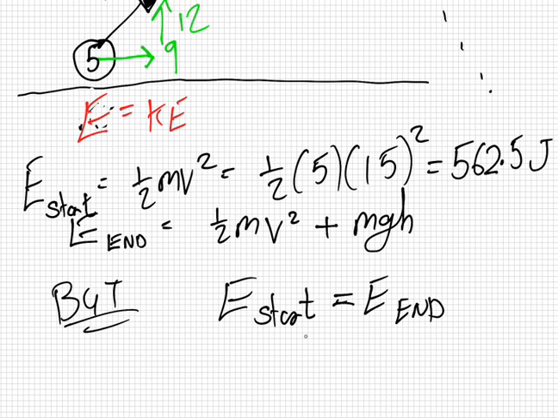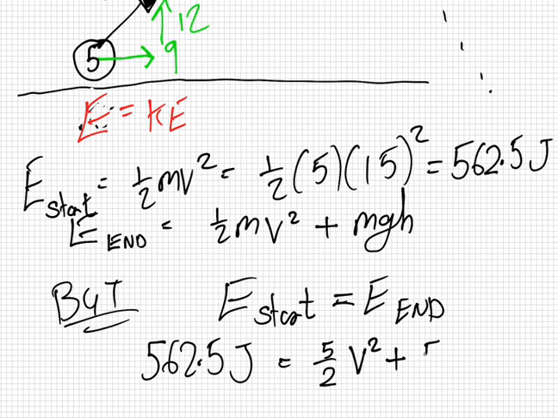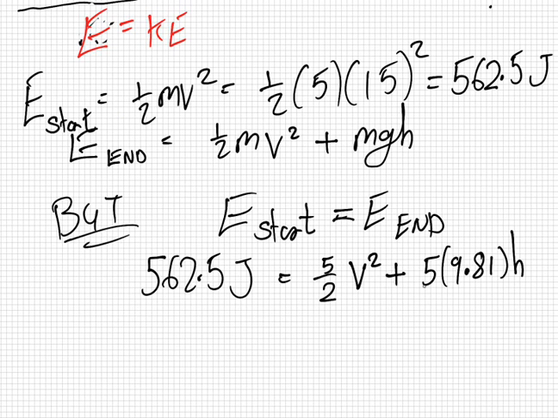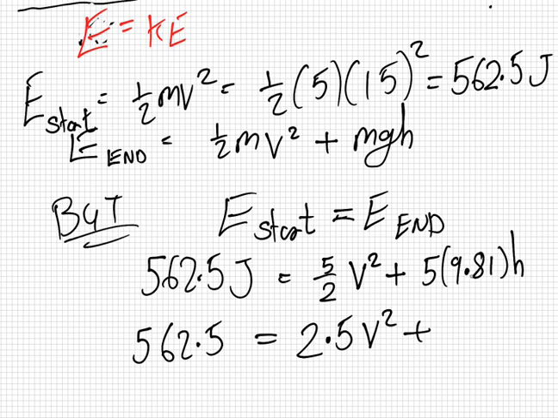The energy at the start must equal the energy at the end. It does not change. We have 562.5 joules. Okay, what's the m? Was 5, wasn't it? So that's 5 over 2 v squared plus 5 times 9.81 times h. Can you just tell me this number here, please? Joules. Well, I won't write the joules for the moment. 2.5 v squared plus, what's this? 49.05.